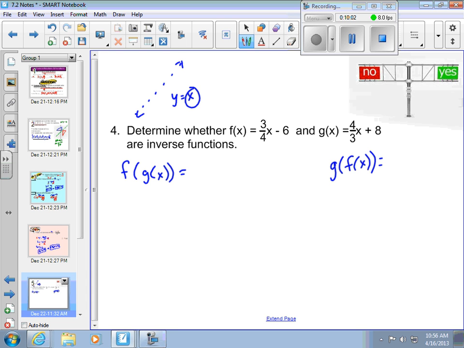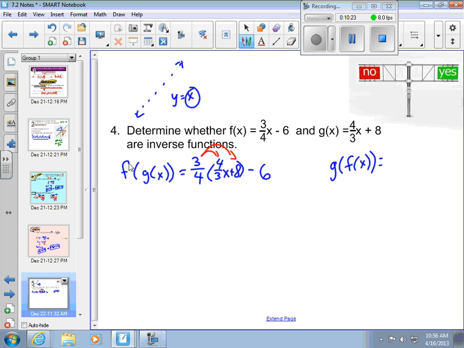Let's start with f composed with g. Function f is 3/4 of something minus 6. We're going to plug in function g for x and see what we get. So if we plug in function g, we get 3/4 times (4/3 x + 8) minus 6. All right, so we're going to simplify this. Start out by distributing.